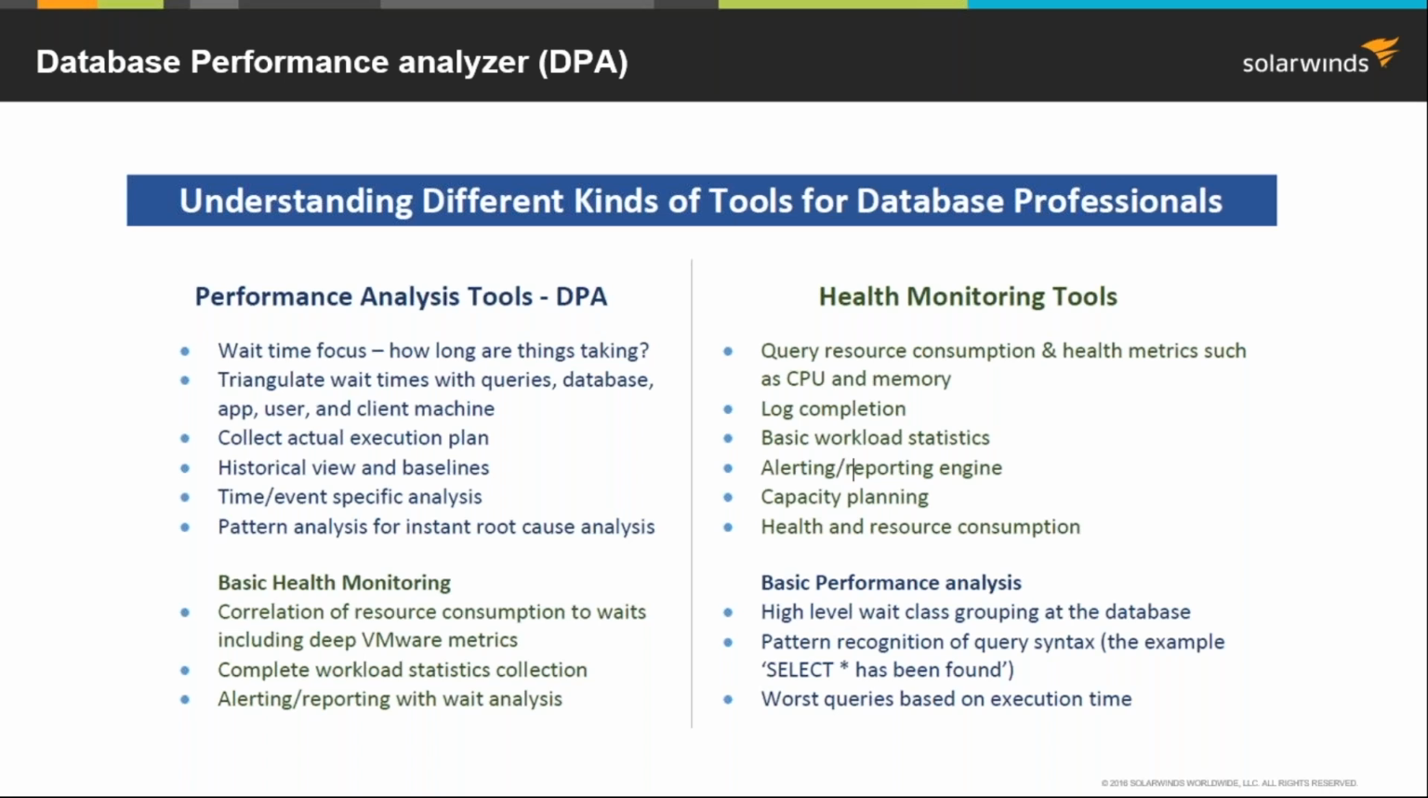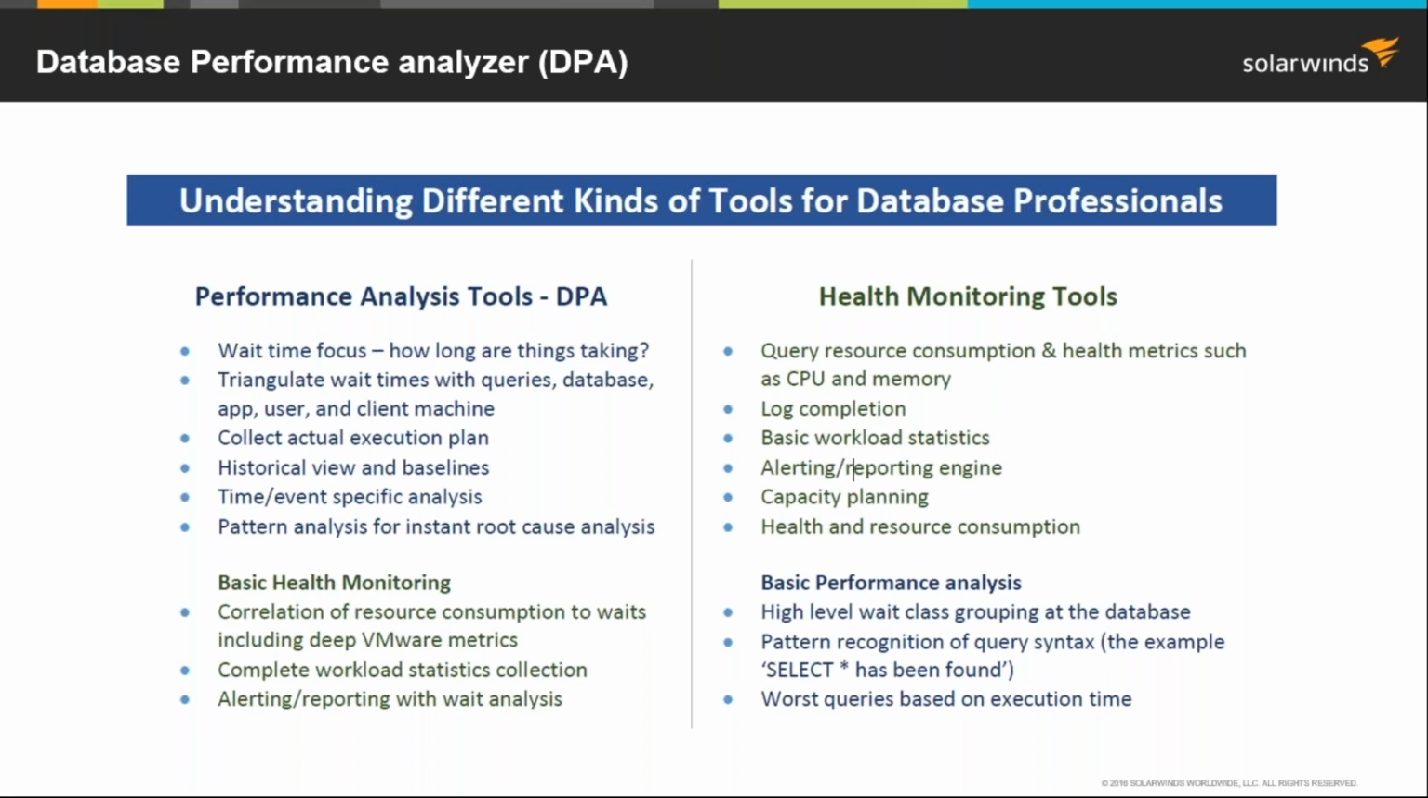And this little chart over here that you're seeing now, this performance analysis tool like DPA, we are wait time focused. We are able to triangulate the root cause. We collect actual execution plans. We give you that historical view or baseline. We have a time event specific analysis. We do pattern analysis to make sure that it's very easy for you as a user to pick out anomalies.